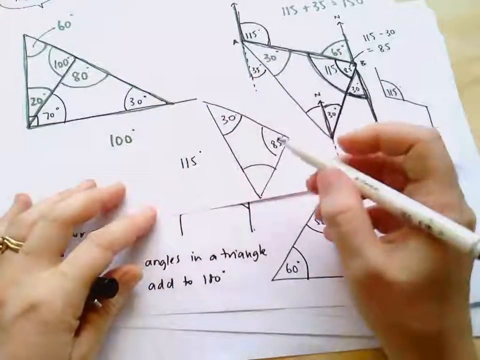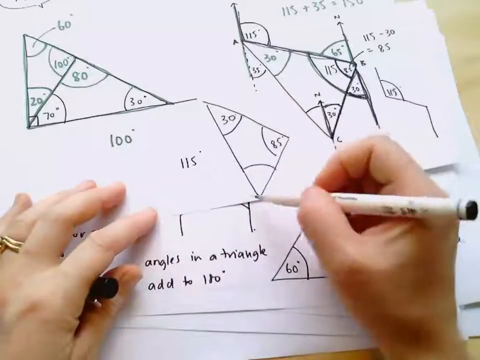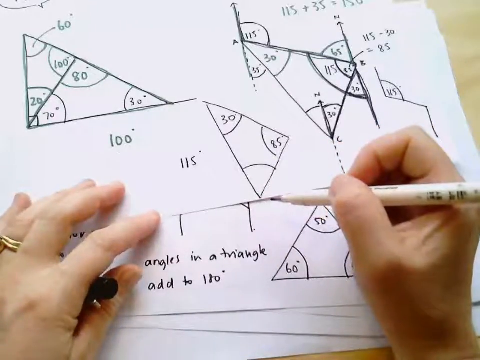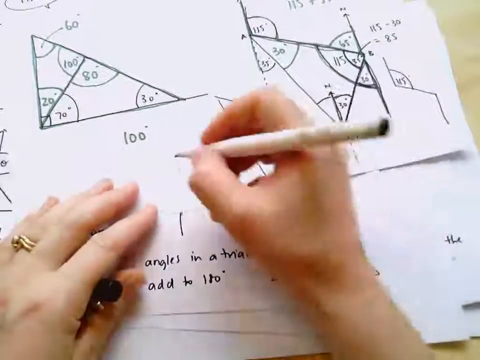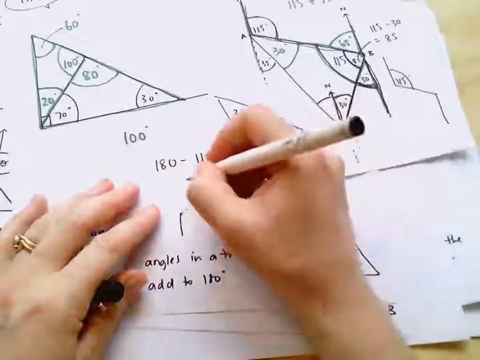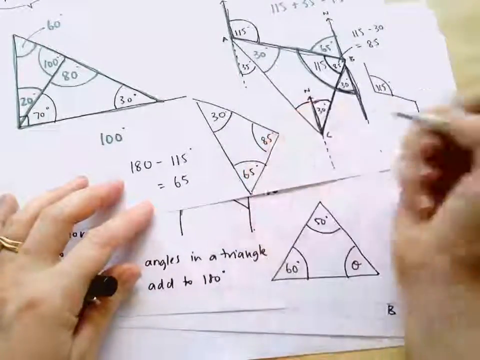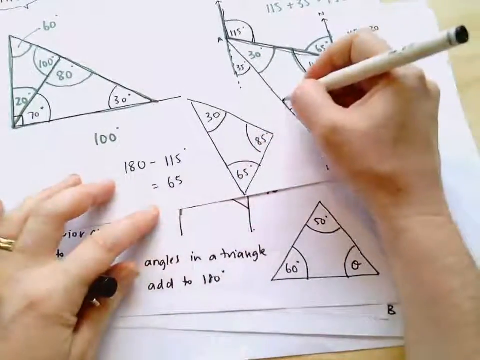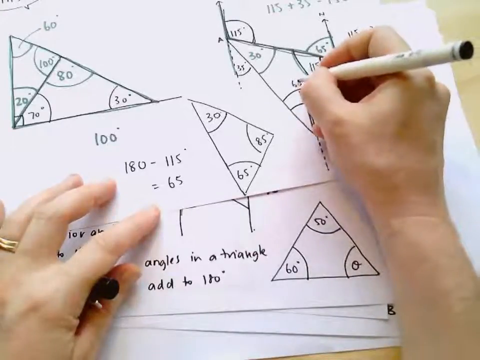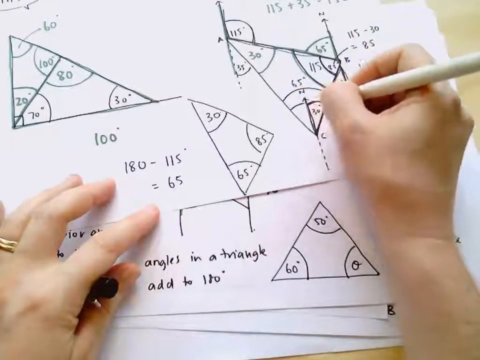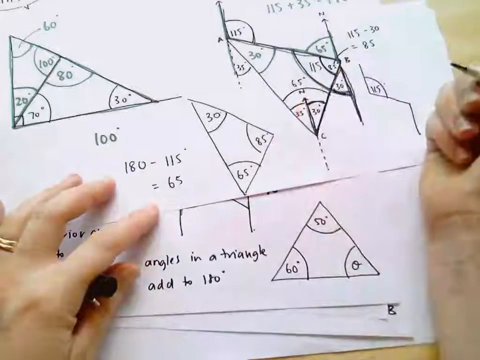So I'd say, okay, if those two add up to 115, what must this one be in order for it to add up to 180? So I'd do 180 minus 115, which gives me 65. So this little angle here must be 65. That's that angle, 65. So if I wanted this little guy in here, if I know that's 65 and I know that's 30, I know this is 35.